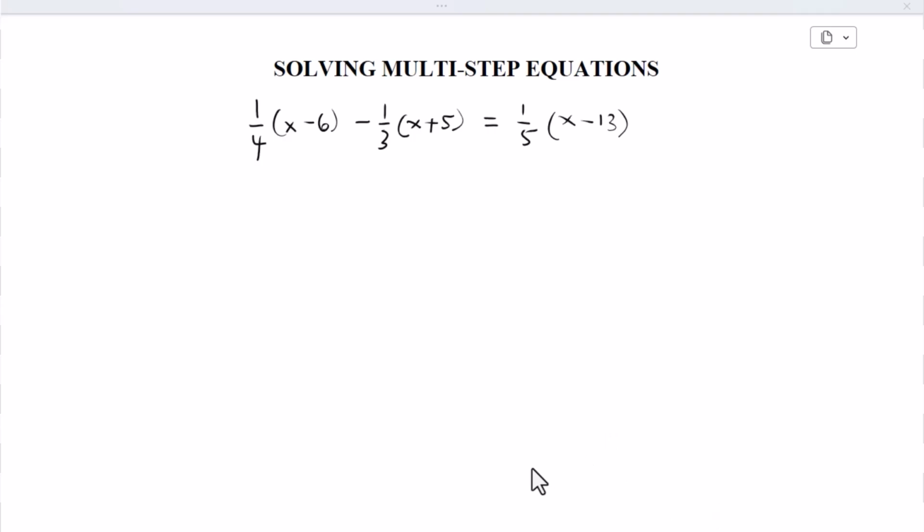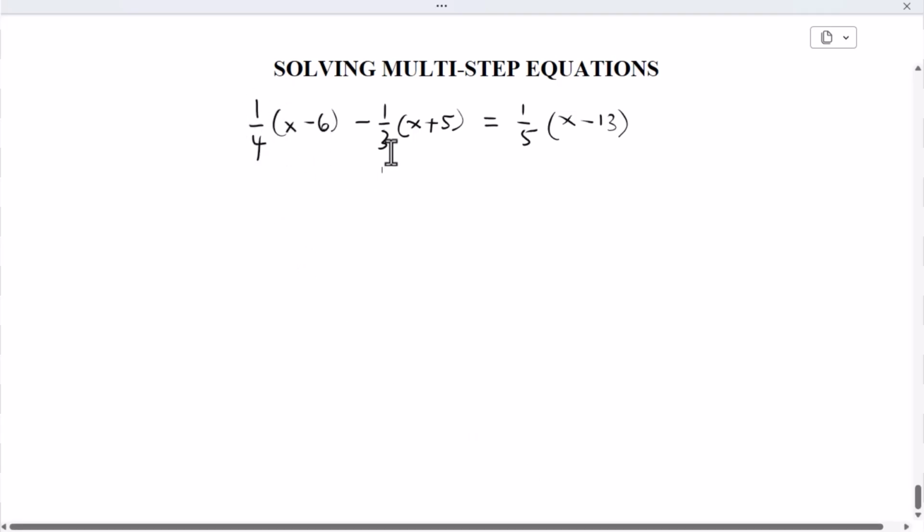So we have this question: 1 on 4 multiplying the expression x minus 6, minus 1 on 3 multiplying the expression x plus 5, is equal to 1 on 5 multiplying the expression x minus 13. Now, how do we go about it?